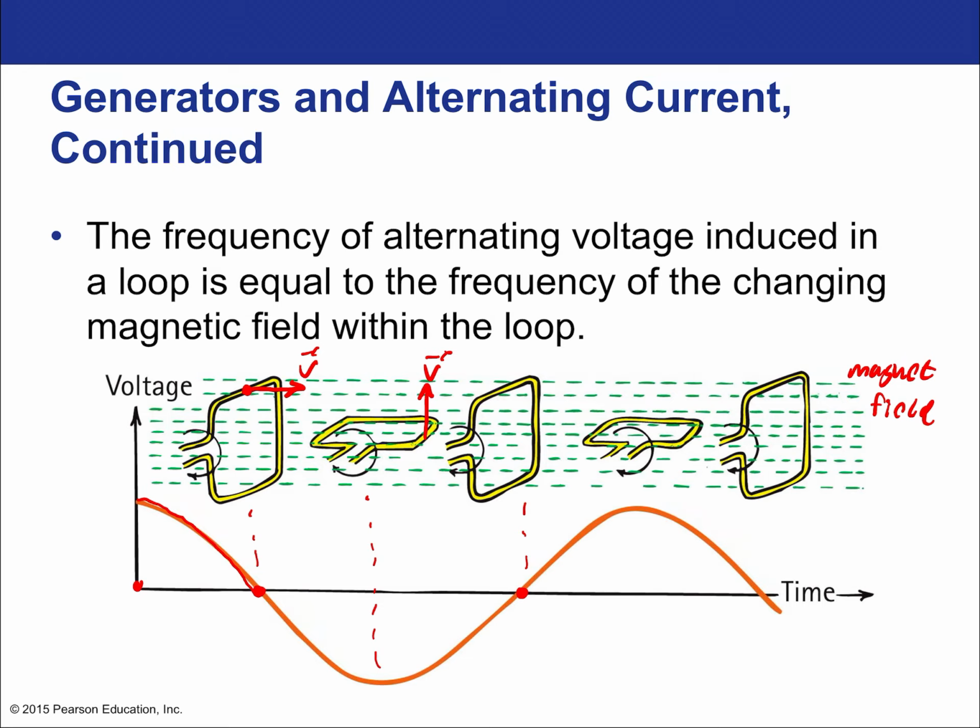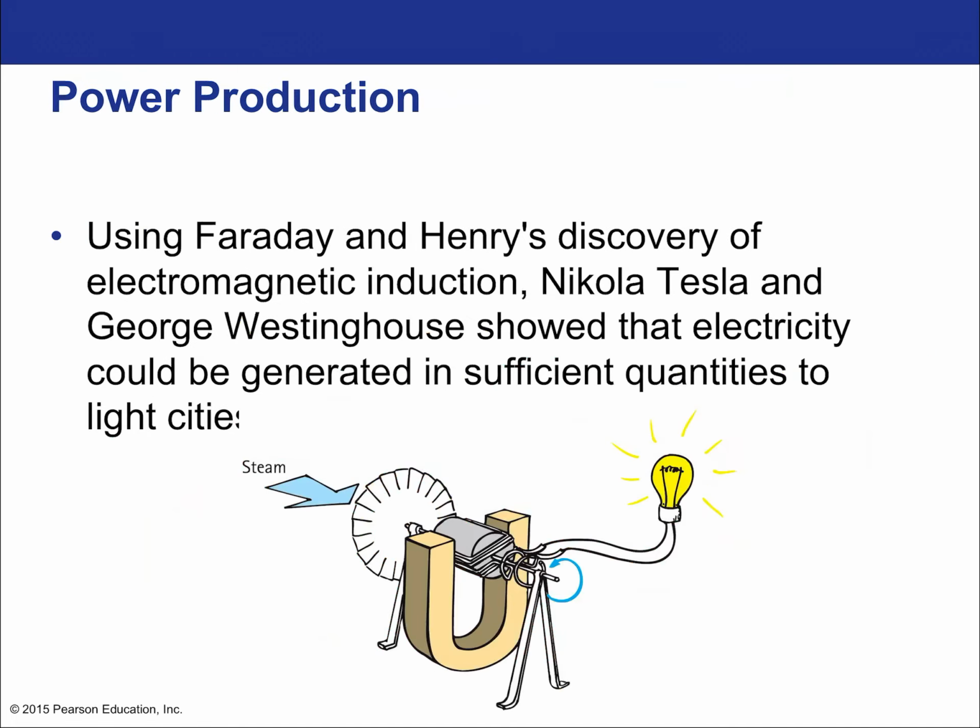Furthermore, you can think about what's going on with the actual free electrons on this section of our circular loop. Actually, nothing, because they're never going to experience a force that contributes to the current. So this section of wire, including this section here and here, don't actually contribute to the current in the case of a square loop. Obviously, it's more complicated if it's a circular loop, but in a square loop, we can write off these two sections of the wire, and the only ones we care about are this section and this section. Okay? All right, so using Faraday's law and Henry's discovery of electromagnetic induction, Nikola Tesla and George Westinghouse showed that electricity could be generated in sufficient quantities to light cities.